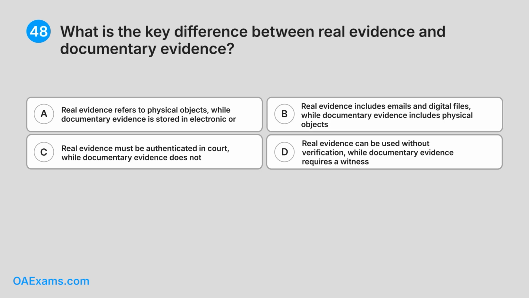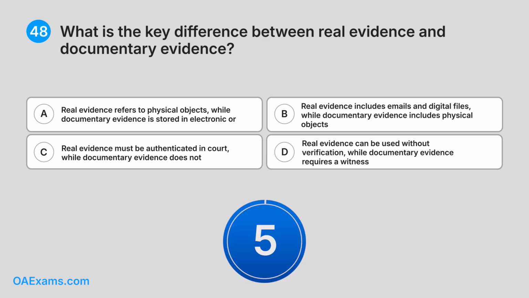48. What is the key difference between real evidence and documentary evidence? A. Real evidence refers to physical objects, while documentary evidence is stored in electronic or written form. B. Real evidence includes emails and digital files, while documentary evidence includes physical objects. C. Real evidence must be authenticated in court, while documentary evidence does not. D. Real evidence can be used without verification, while documentary evidence requires a witness. Can you guess the answer?